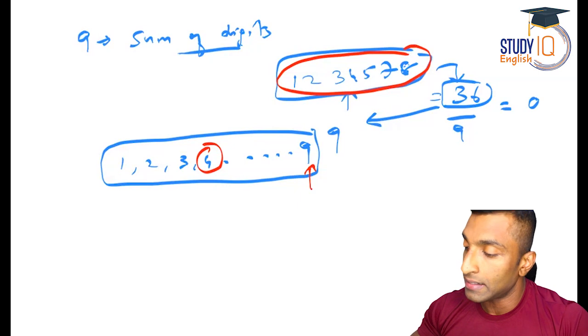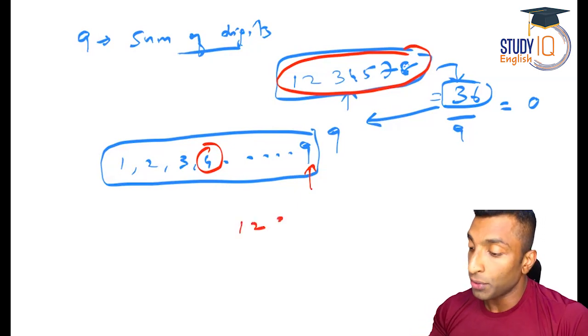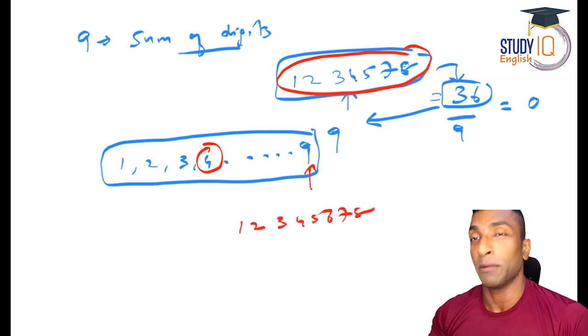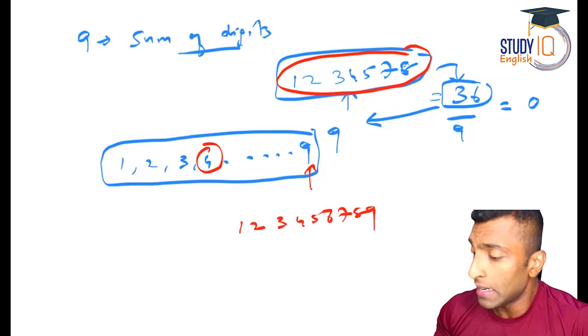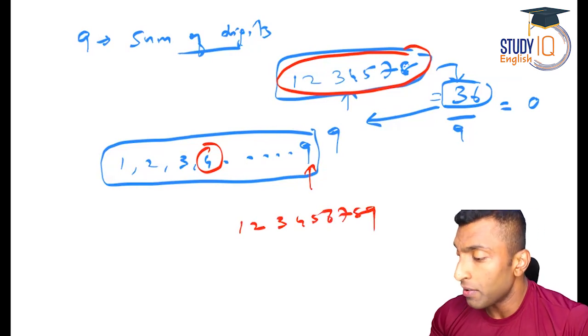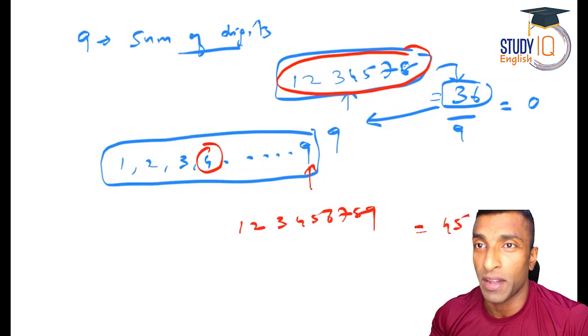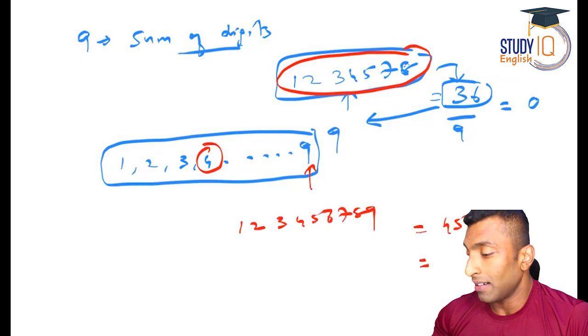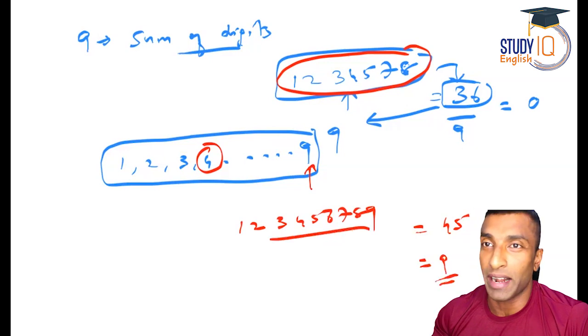Let's take 1, 2, 3, 4, 5, 6, 7, 8, 9. Now, what is going to be the sum of digits here? It is going to be 45, right? This is 45. So 45, again, I can take the sum of digits, 9. That means this number is divisible by 9 actually.